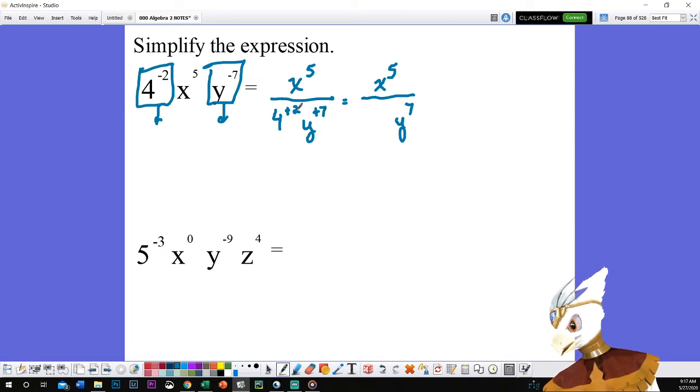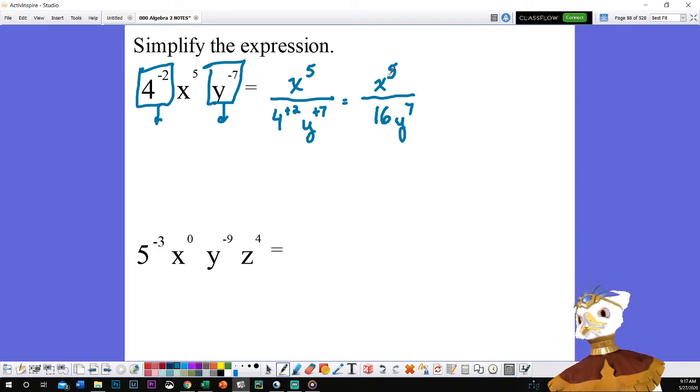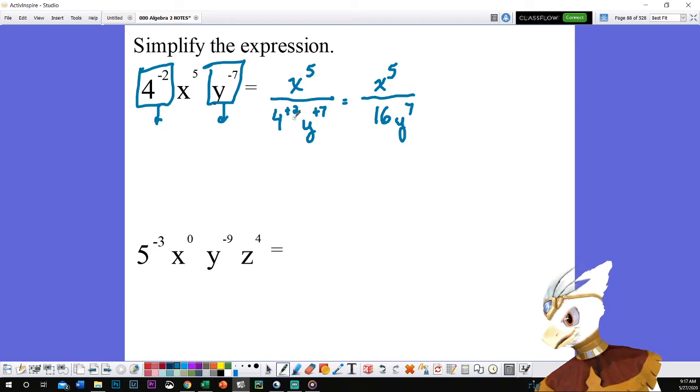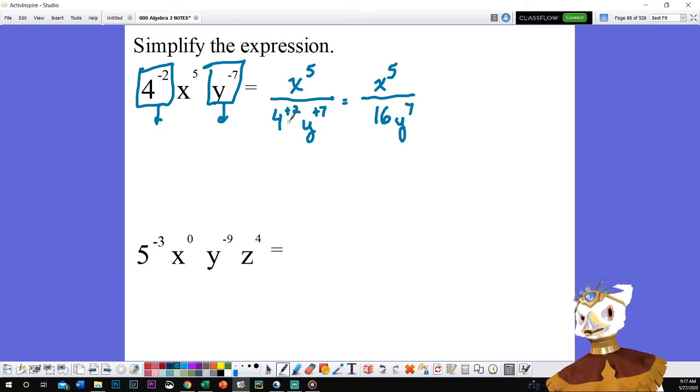So this is the same thing as 4 squared. 4 squared is 16. So that's all there is to that one. Remember again, whenever you change a negative exponent, whenever you move it, it's going to become positive. Hope you caught that. Good job.